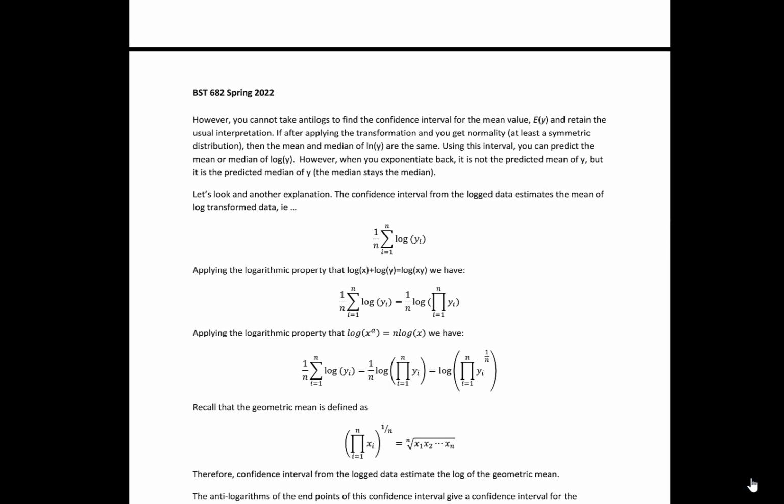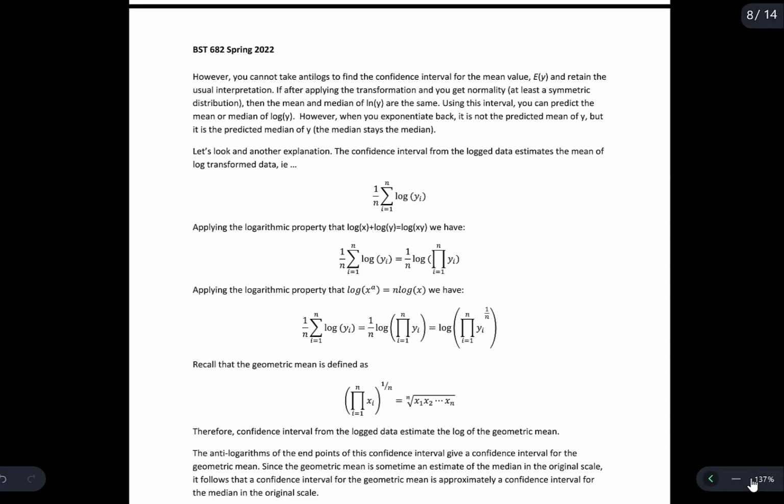But when you exponentiate back to get the table that followed that, it's no longer a predicted mean of y, but it's the predicted median. And the reason for this is when you do the back transformation, the median, since it's based on order, is going to stay in the same spot. But the mean is not going to exhibit that property. And so let's look at another explanation of why this occurs.